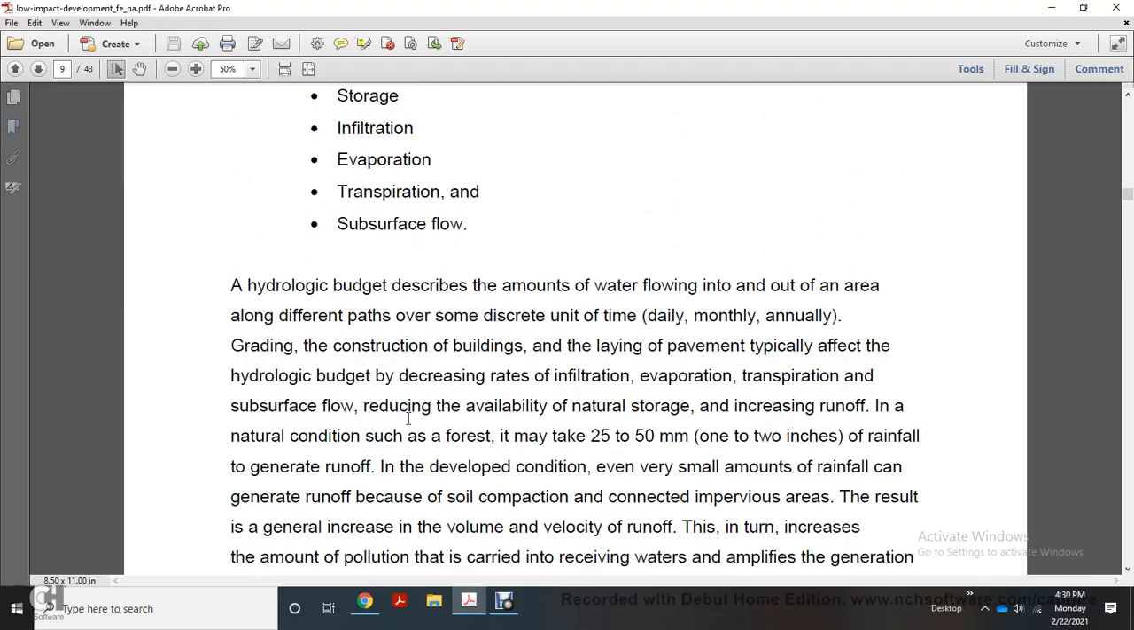along different paths within a discrete unit of time: daily, monthly, annually. Grading, the construction of buildings, and laying of pavement typically affect the hydraulic budget by decreasing the rates of infiltration, evaporation, transpiration, and surface flow, reducing the ability of the natural source and increasing runoff. In natural conditions such as a forest, it may take 25 to 50 millimeters, or 1 to 2 inches, of rainfall to generate runoff. In the developed condition, even a small amount of rainfall can generate runoff because of soil compaction and connected impervious area, with the result of a general increase in the volume and the velocity of the runoff.